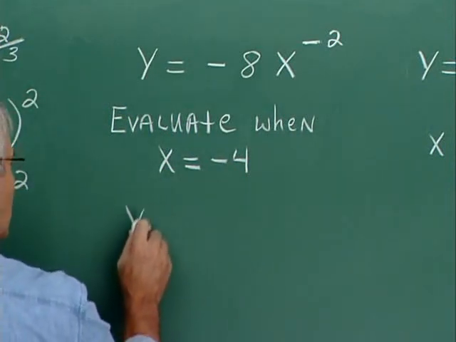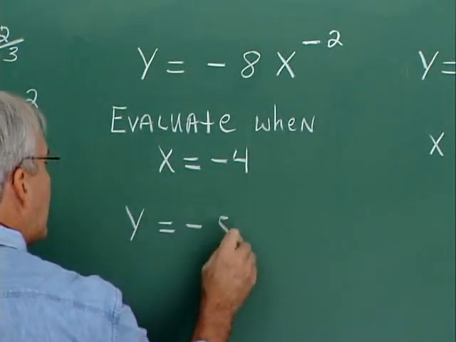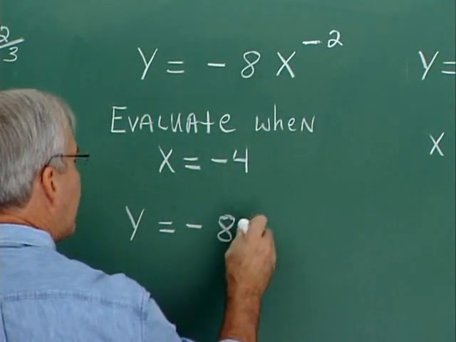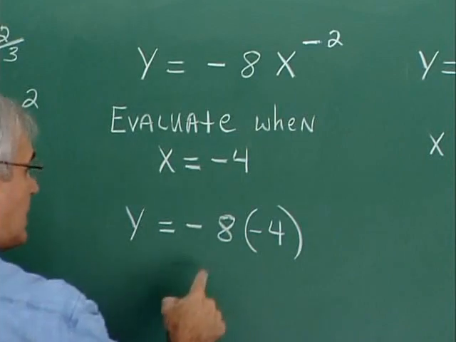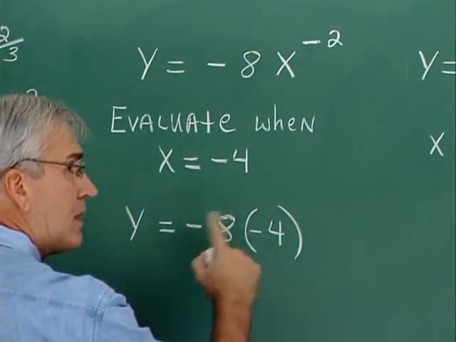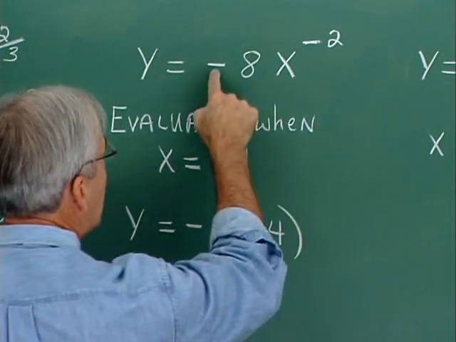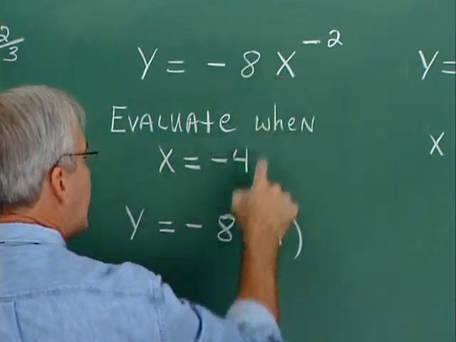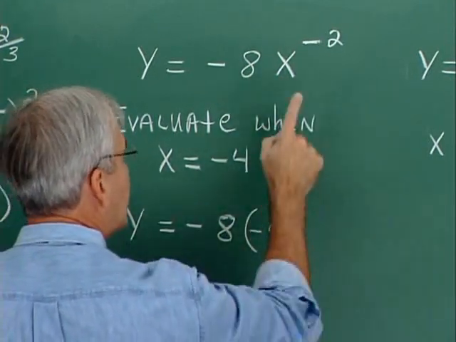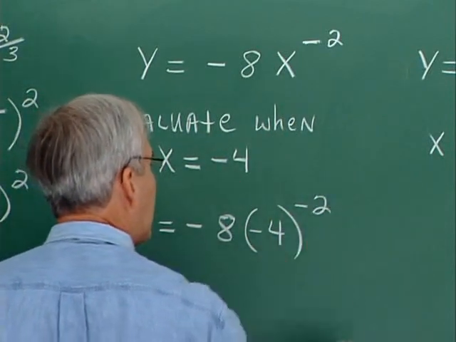For example, here we write y equals, bring down the minus 8 and replace x with negative 4. Notice I'm introducing a parenthesis so that this doesn't imply that we have two separate terms. We only have one term, negative 8x to the negative 2. And to maintain that idea, I need to introduce the parenthesis. But then we apply the exponent here.